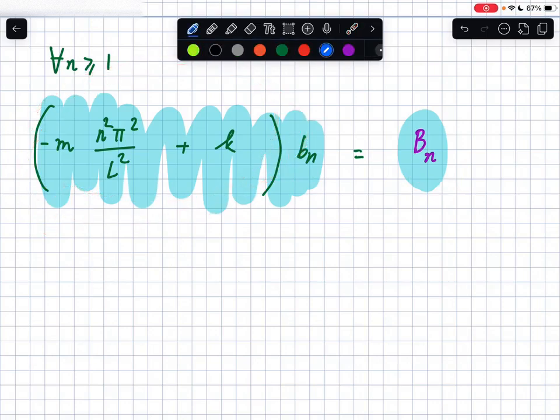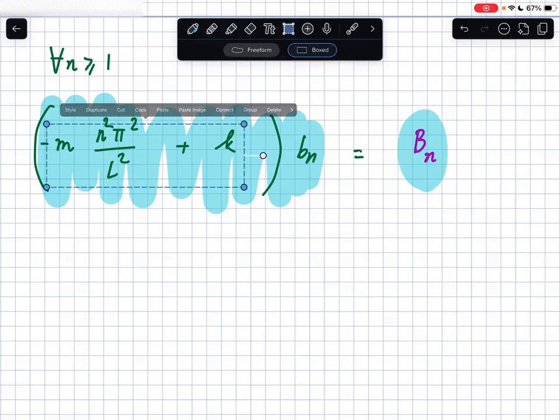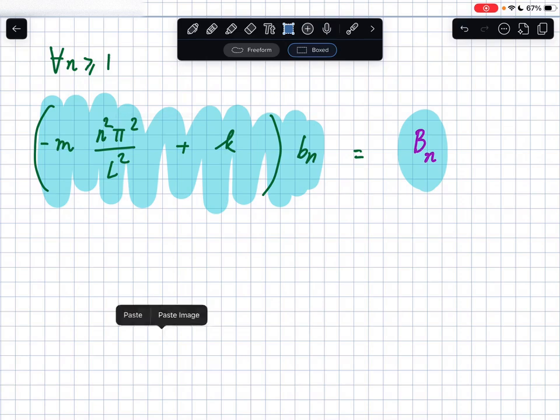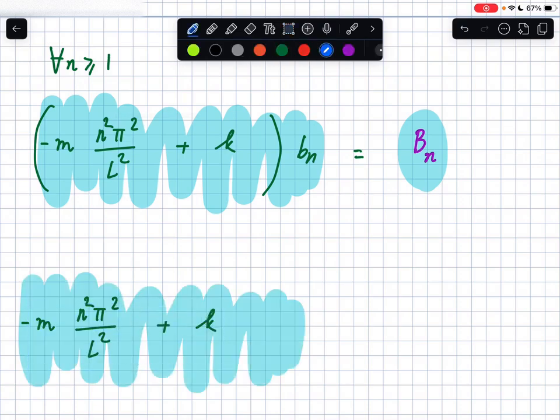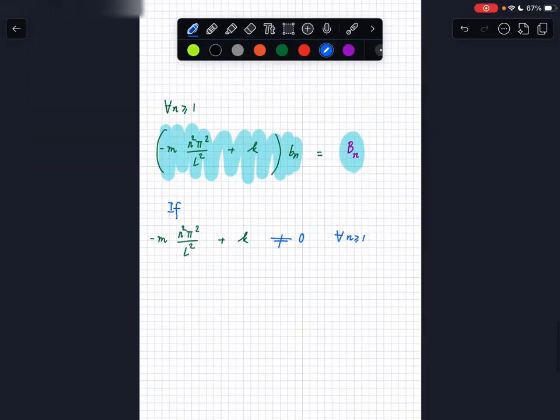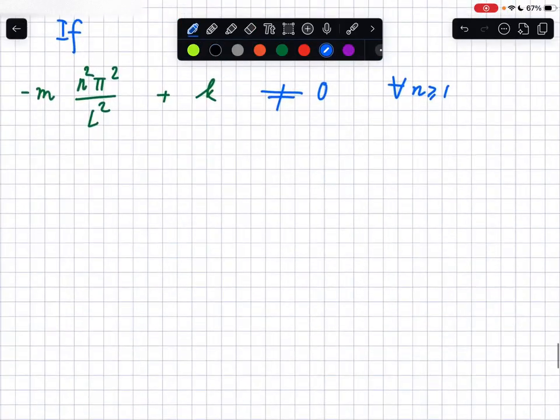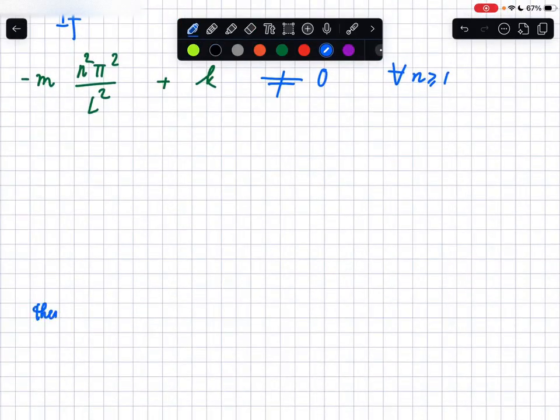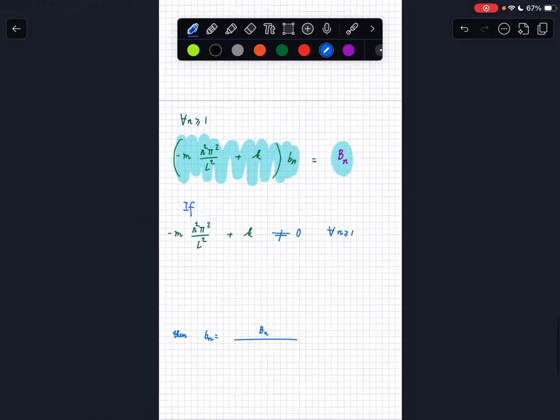So we need minus m times this plus k. We want this one non-zero for all n greater than or equal to 1. If we have this condition, then we can find bn. Then bn is equal to big Bn divided by that.